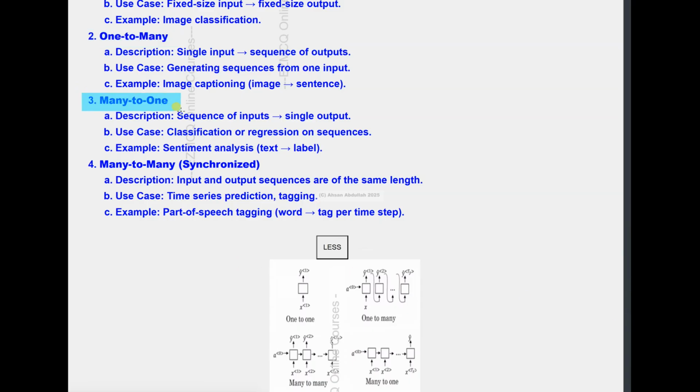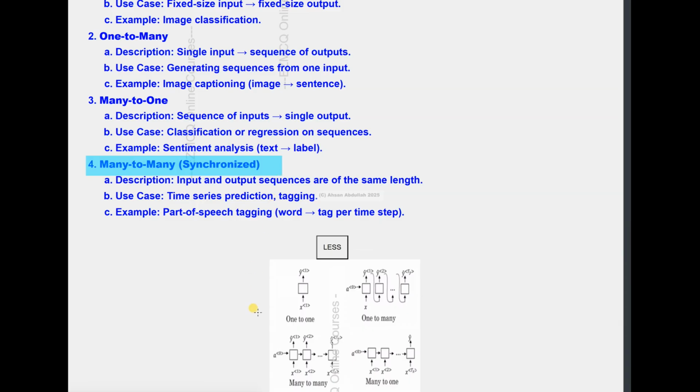Then there is the many to one. The RNN reads a sequence of inputs, and there's only one output. It reads a sequence of inputs and outputs a single value or label, right over here. It summarizes the temporal information into one decision or classification. So obviously it's used for prediction, summarizing, or decision making tasks. Which model to use depends upon the application. Then there is many to many synchronized.